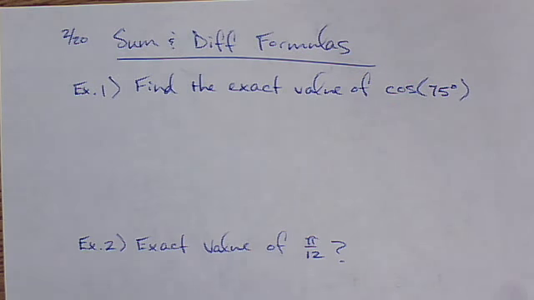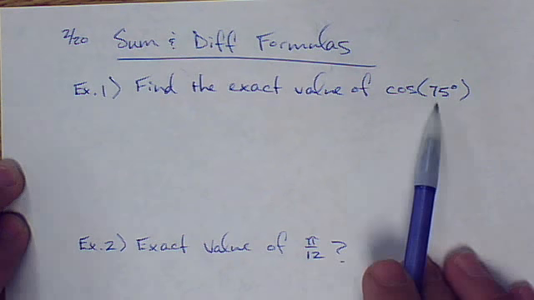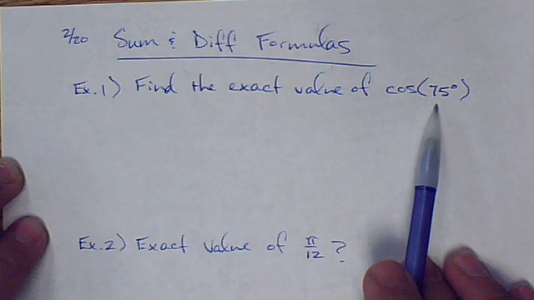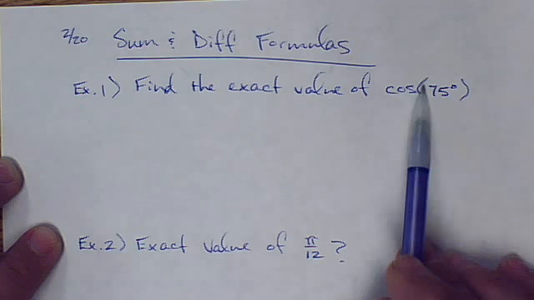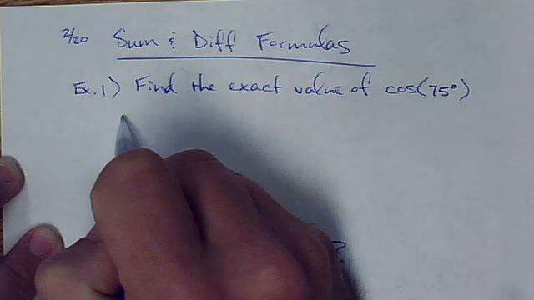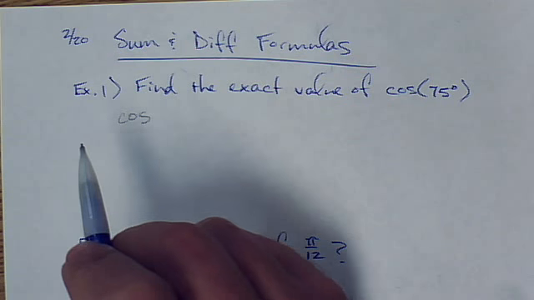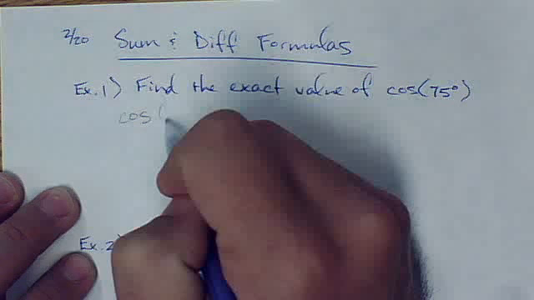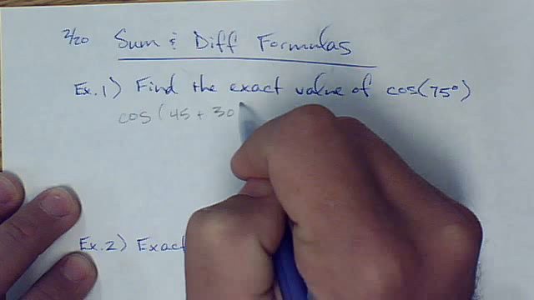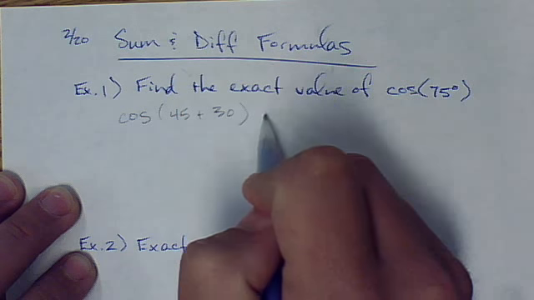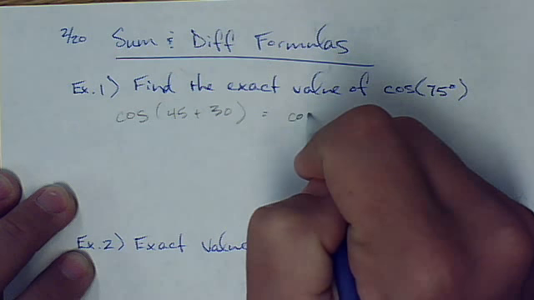If it says find the exact value of cosine 75, notice this is an angle that's not on your unit circle. It's not one of your common angles, so we can use the sum or difference formula by figuring out a couple of angles that add up to 75 degrees. So hopefully you would notice that you could use 45 and 30. So cosine of 45 plus 30, we'll just plug it into the formula.